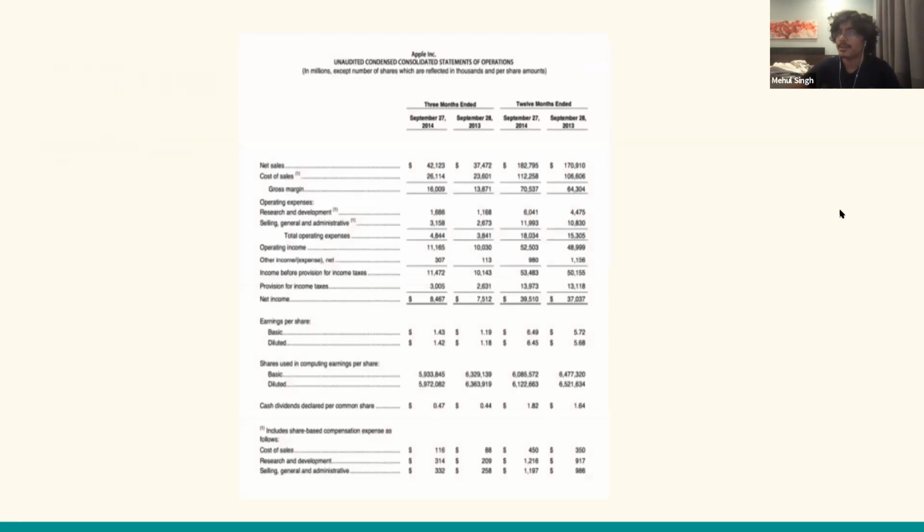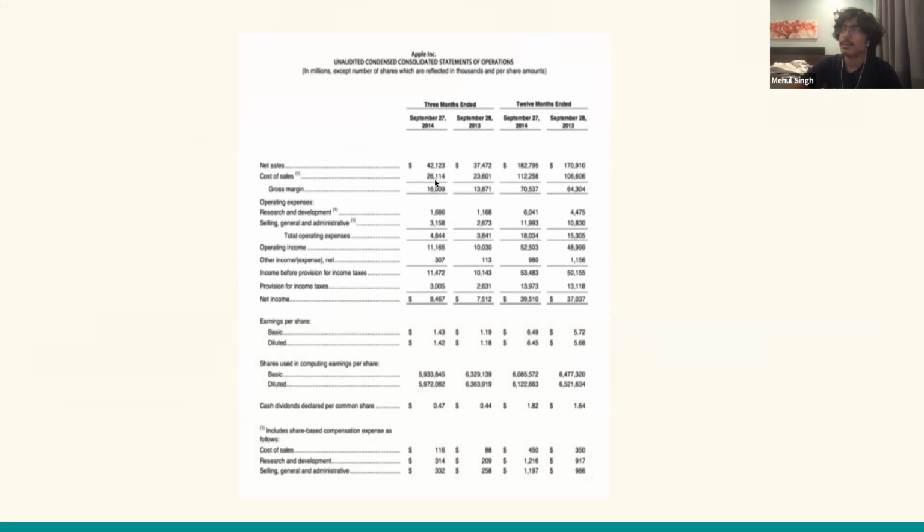So let's quickly analyze this. You have net sales, which would be revenue, which for Apple was $42 billion, and then cost of sales, which would be the cost of goods sold.